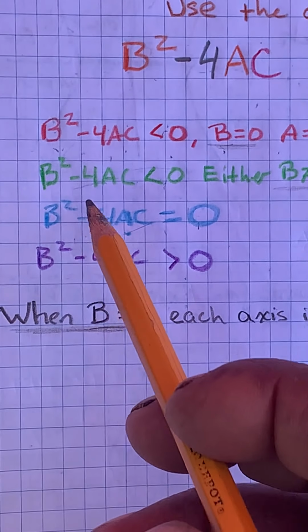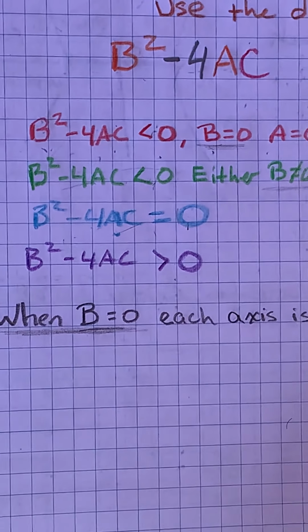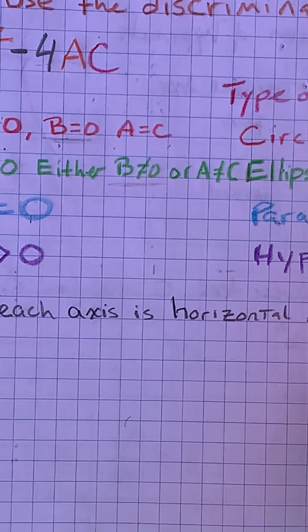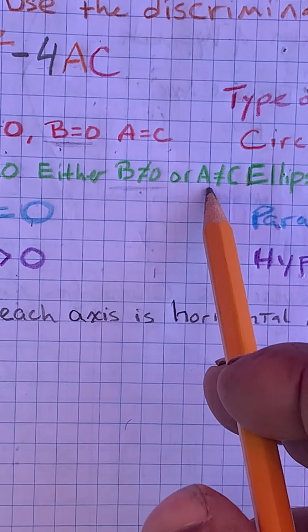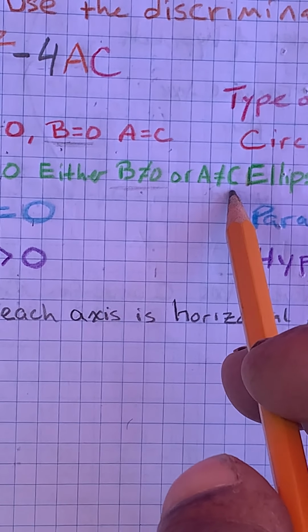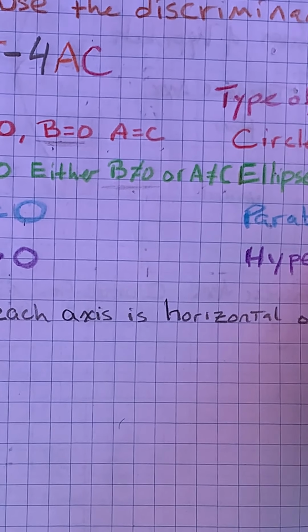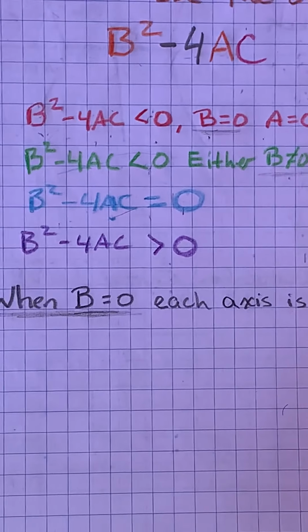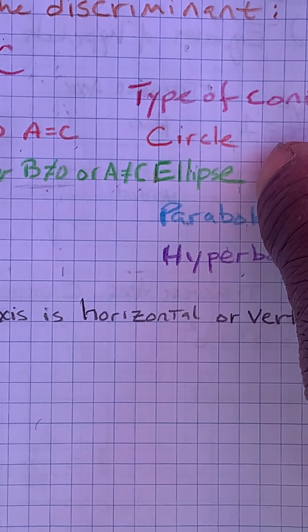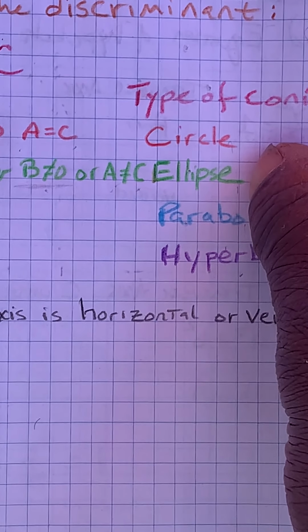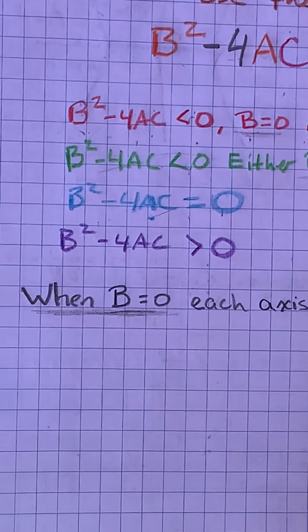Similarly, if your b squared minus 4ac, your discriminant, is negative, and either you have a b number that's not equal to 0, or your a is not equal to c, there'll be two different numbers. The x squared term and the y squared term will have different numbers. That would make an ellipse. So circle and ellipse, you know you got one or the other if b squared minus 4ac turns out to be negative, less than 0.